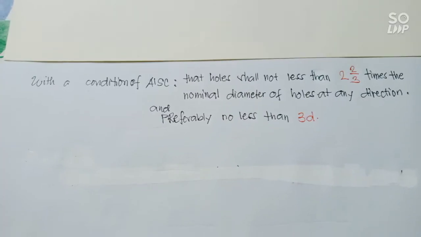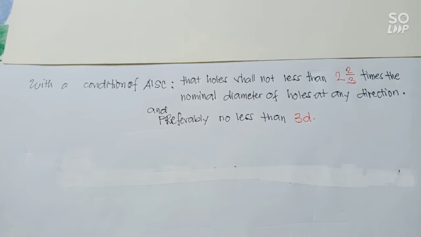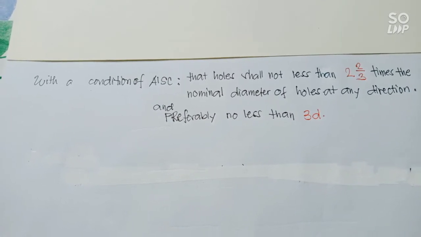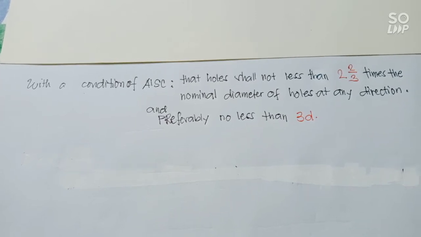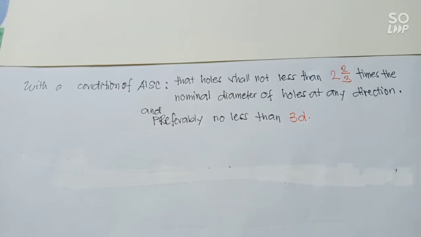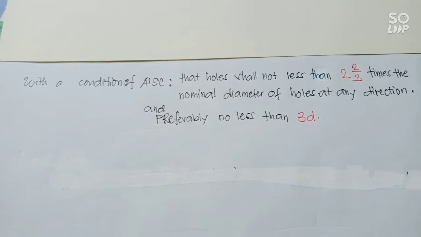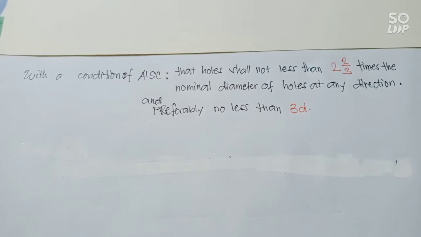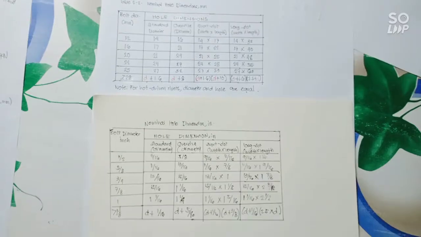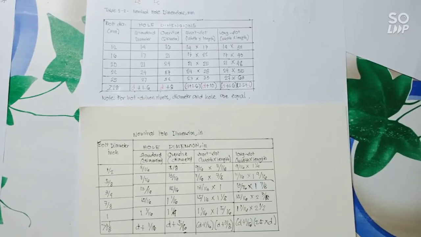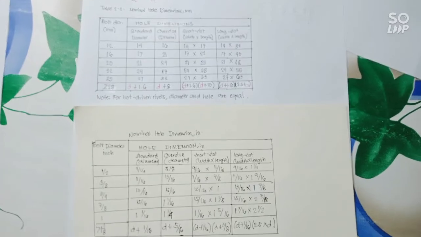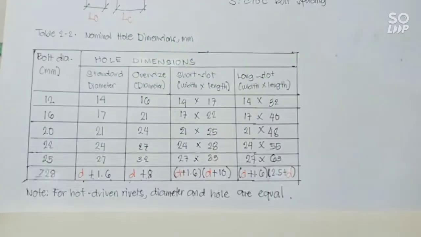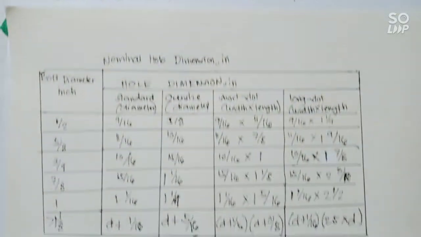With this topic, these are the conditions and formulas that we need to get familiarized with. According to the AISC, the spacing shall not be less than 2 2/3 times the nominal diameter of a hole in any direction, and preferably no less than 3D. And due to the influence of the English and SI units, we have two charts of the nominal hole dimension, for millimeters and inches.